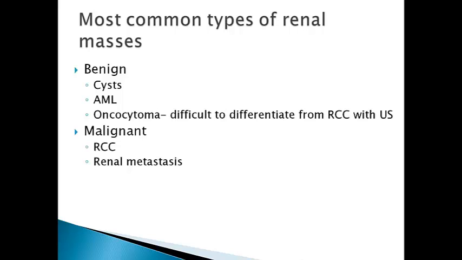And then the malignant masses we're going to talk about are two of the more important ones. First of all is primary tumor renal cell carcinoma. And then the second one I'm going to talk about is renal metastasis and what metastasis to the kidneys would look like. I'm not going to talk about some of the other tumors, such as Wilms tumor, just because of the scope of this presentation.